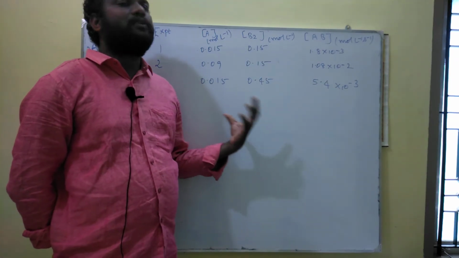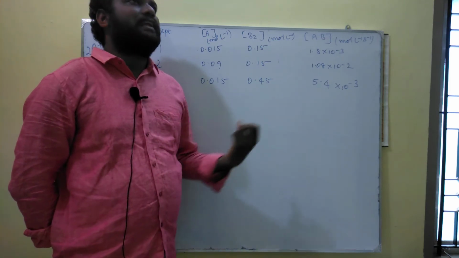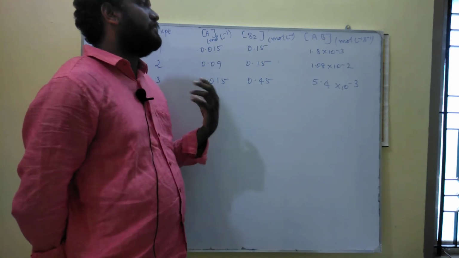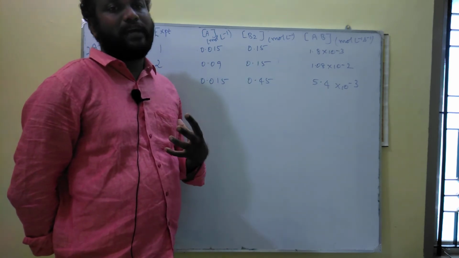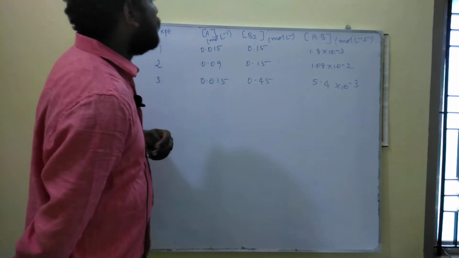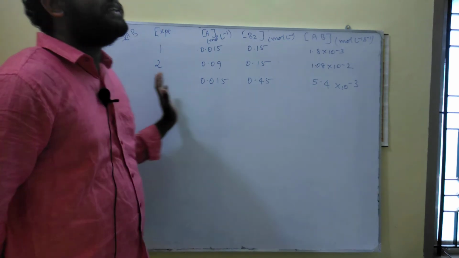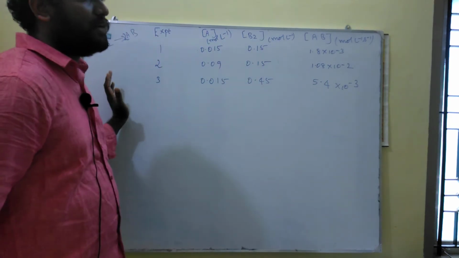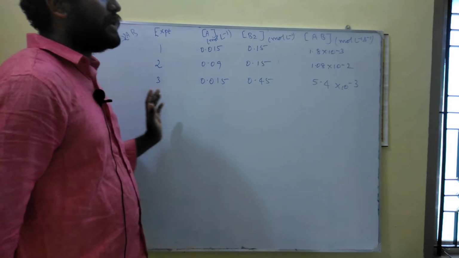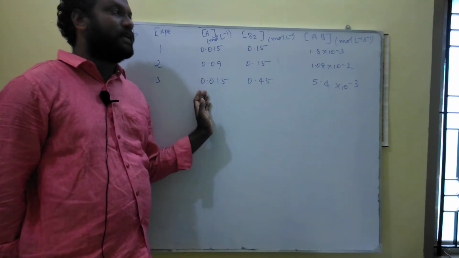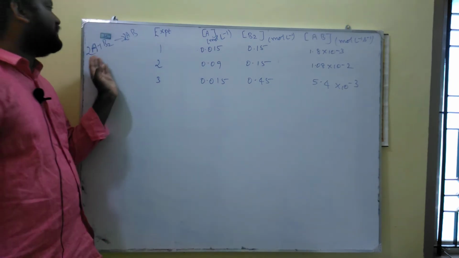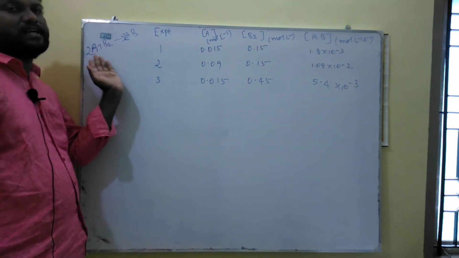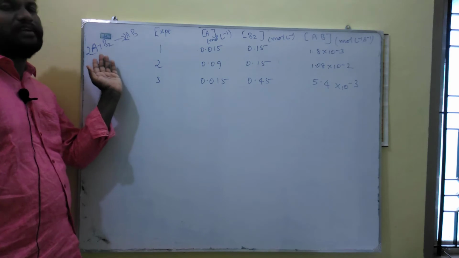Based on what we discussed in the previous classes, we are going to answer this problem. What are they asking? What is the order of the reaction? The overall order of the reaction. What is the order with respect to A? What is the order with respect to B2? They are asking. So what is the molecularity from the stoichiometric equation?